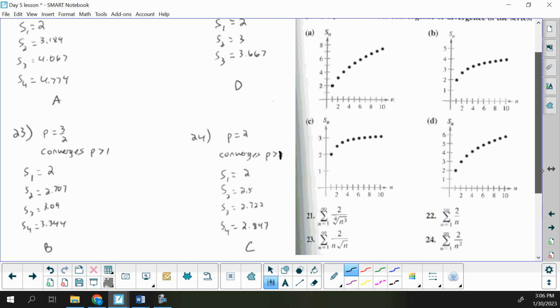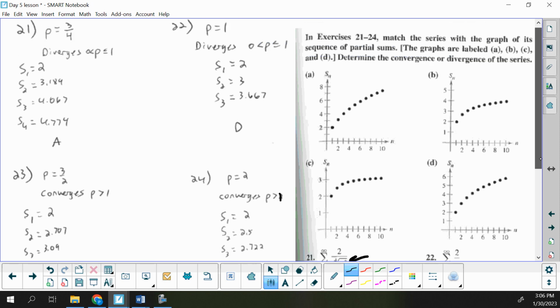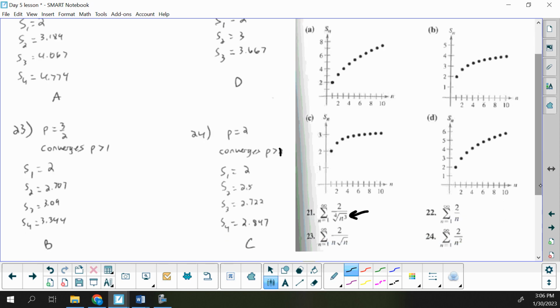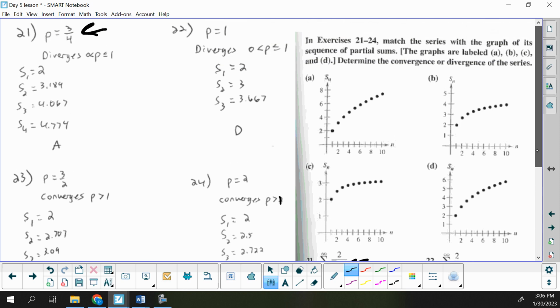All right, so first converges, diverges. In 21, because we're raised to the 3/4, we would have diverges because p is greater than 0, less than or equal to 1. In 22, we have p is equal to 1. So that's again diverges because p is greater than 0, less than or equal to 1. That's also the same as our harmonic with a 2 just pulled out front.